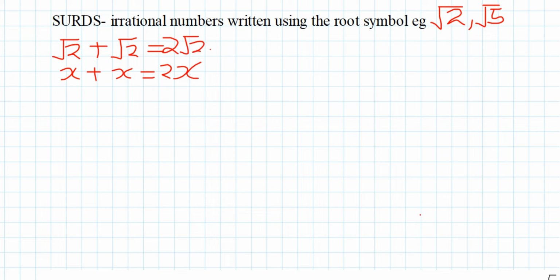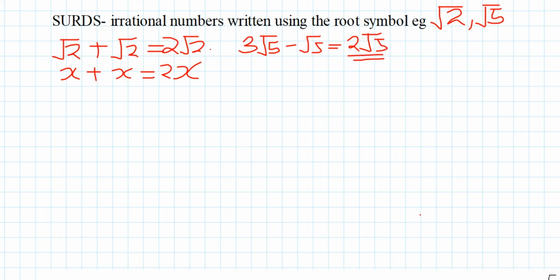You can also have a scenario whereby you have got 3 root 5 and we take away root 5. So this means we're having 3 root 5 take away 1 root 5. So 3x minus 1x is going to give you 2x. So this is going to be simply 2 root 5. That way, you are performing addition and subtraction on surds.